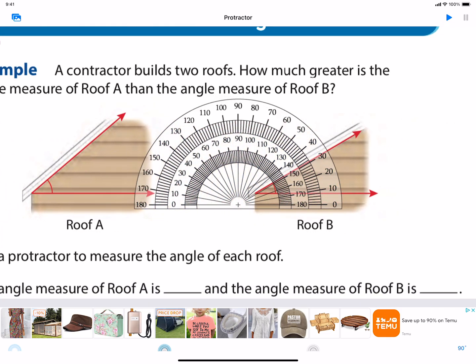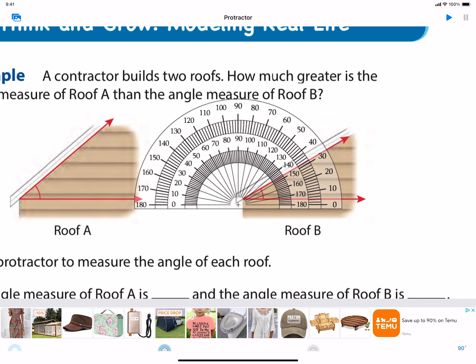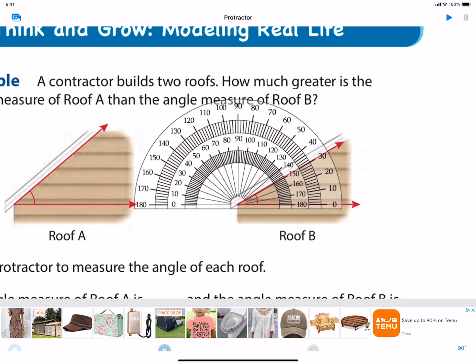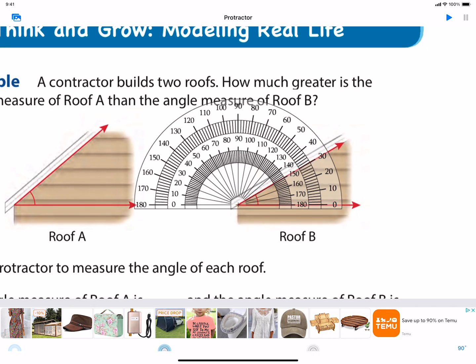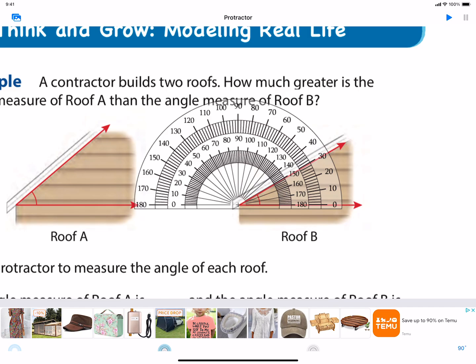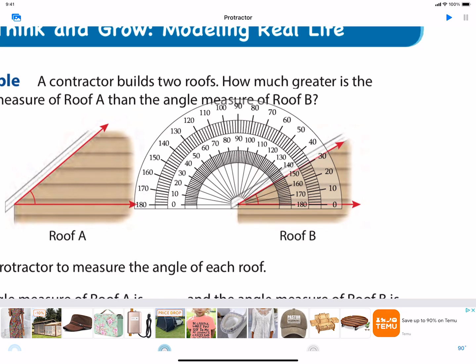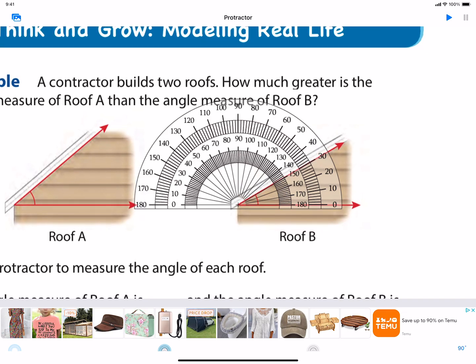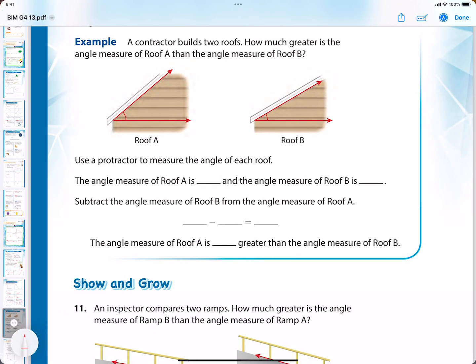What about roof B? I'm going to do the same thing. Center with the vertex. You have to align the 0 degree mark. And it's a little bit tilted. Hold on. I have to be at the center. And this is what? Roof B is 30 degree. You see that, right? Please use your protractor. Okay? And then let's write it down.